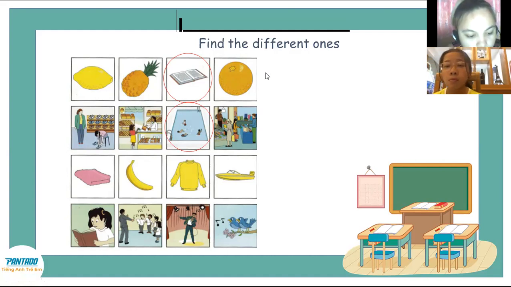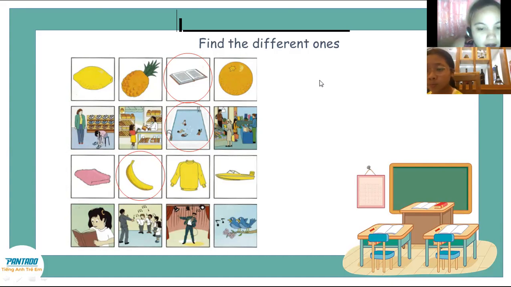Okay, now how about number three? Picture one. Okay, so picture one, I think that's correct. Why is that your answer? Because it's pink. Okay, picture one is your answer because it is pink. Okay, that's correct because it's the color pink.